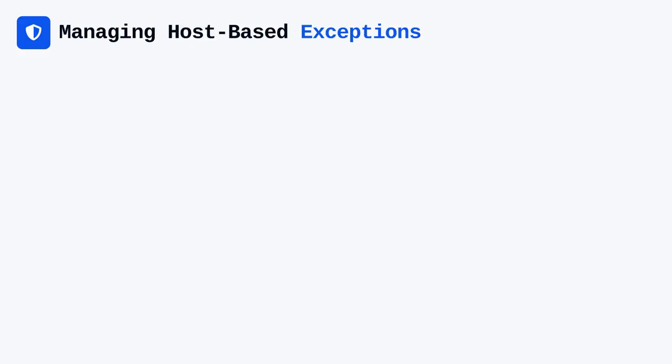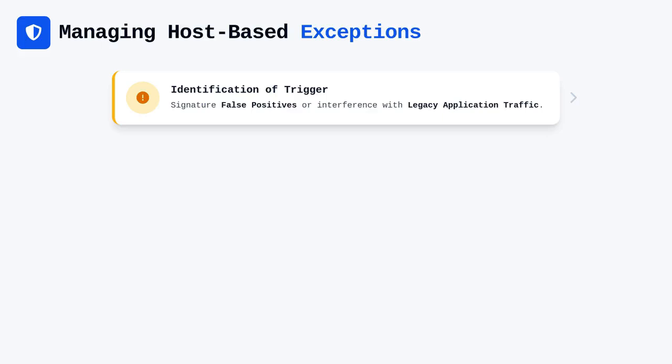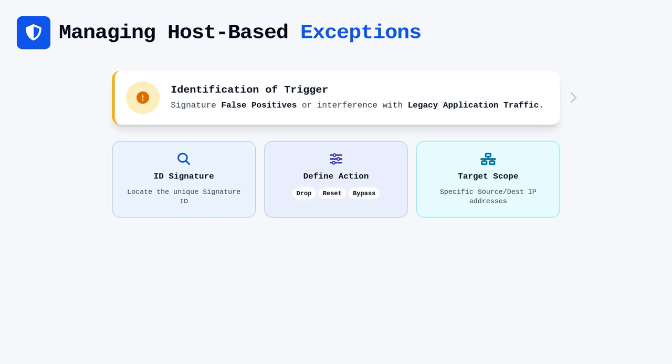To manage these protections effectively, engineers must utilize host-based exceptions when a signature creates a false positive or interferes with legacy application traffic. Creating an exception involves identifying the unique signature ID and determining whether to drop, reset, or bypass the traffic for specific destination or source IP addresses. This granular control is essential because a global block rule that works for the majority of the network could inadvertently break a critical, albeit unpatched, internal server.